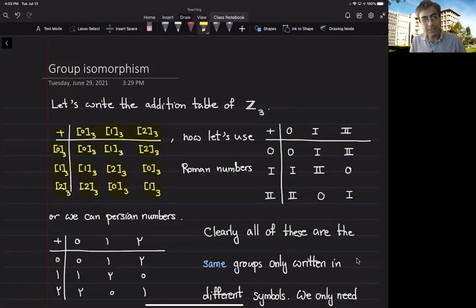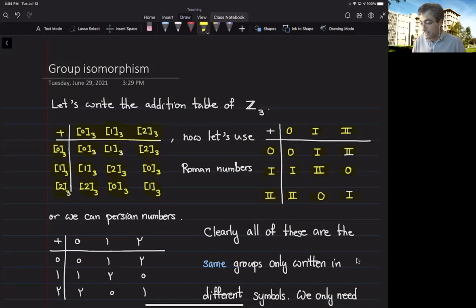Now let's say somebody in the Roman era wanted to write down the same group, the addition table of the same group. They would have used these symbols. Okay, maybe they didn't have 0 at the time, but let's allow them to use O for 0. So we have O, I, and II. And then the addition table would turn out to be O, I, II, and the same for the column. But then I plus I is II, and then I plus II is III, which is O, and then II plus I is O, II plus II is I.